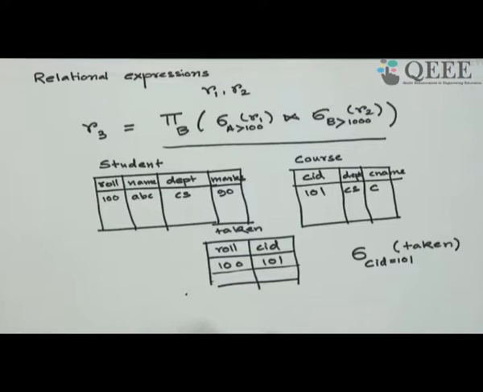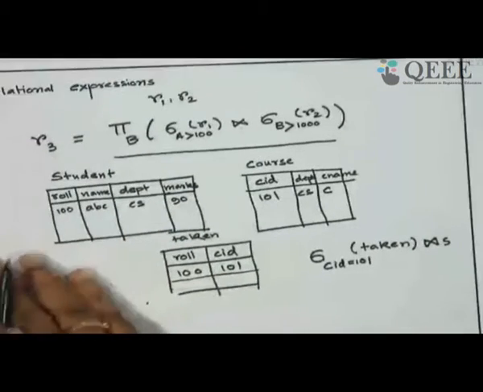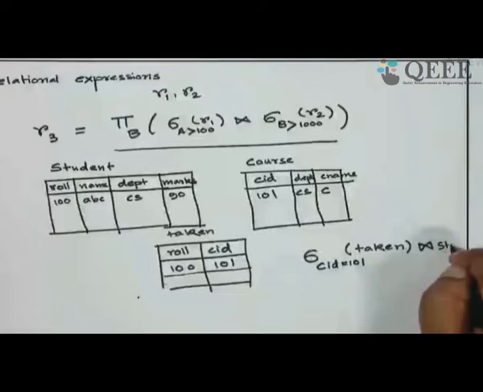Now I have to find all the CS department students who have taken this. So what I do with this quantity is take a natural join with the student table. I am writing in short. I take a natural join with the student table.